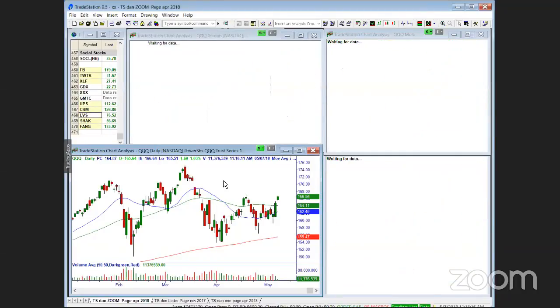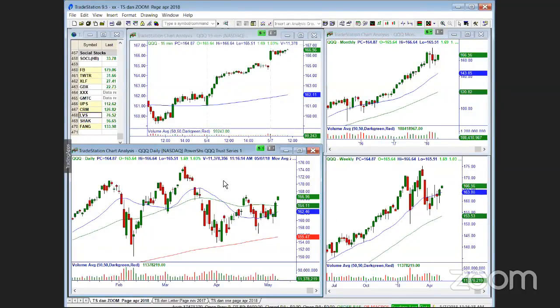Here go the Q's. That's a beautiful 15-minute chart. Both those red bars held the upper 50% of this wide range opening 15-minute bar.